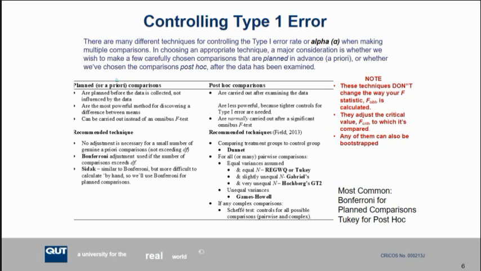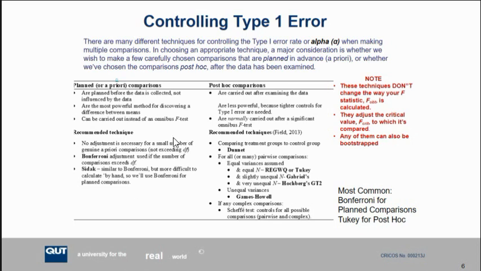In choosing the most appropriate technique, the main consideration is whether we are making a few carefully chosen comparisons that are planned a priori to running the experiment, or whether we've chosen to look at all possible comparisons in a post hoc way. Now, the important thing to note is that none of these change the way that the F statistic for the comparison is calculated. What they all do is adjust that F critical value to which our F obtained is compared. Also, as they're pairwise comparisons, any of these can also be bootstrapped.